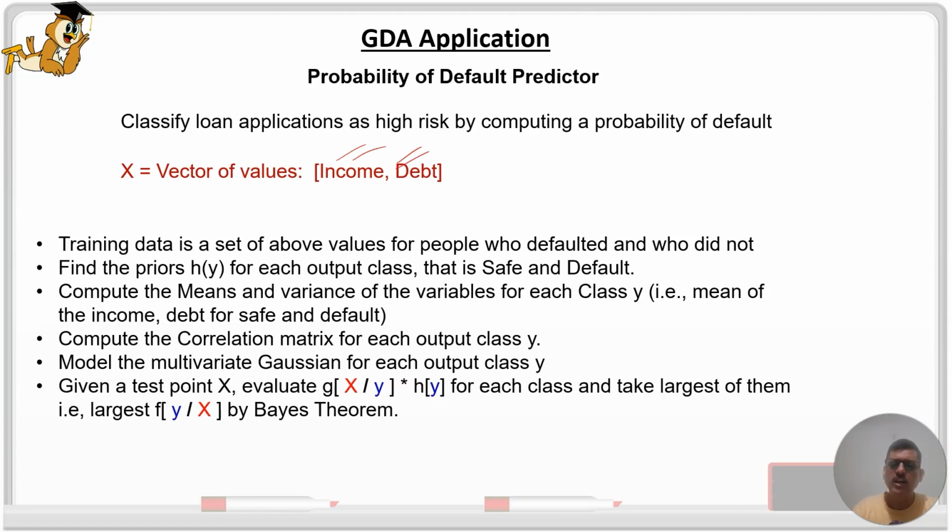Clearly, when you're trying to implement a default predictor, the financial parameters that you take into consideration are all likely to be related to each other, and therefore going with a GDA, which is a multivariate Gaussian, makes more sense rather than making the naive Bayes assumption where you say that all of these are independent of each other. That assumption would obviously not hold, right? So here is an example of where GDA would come in handy.